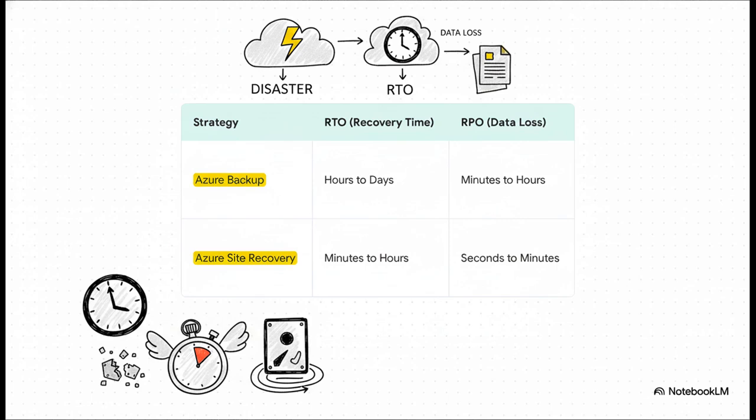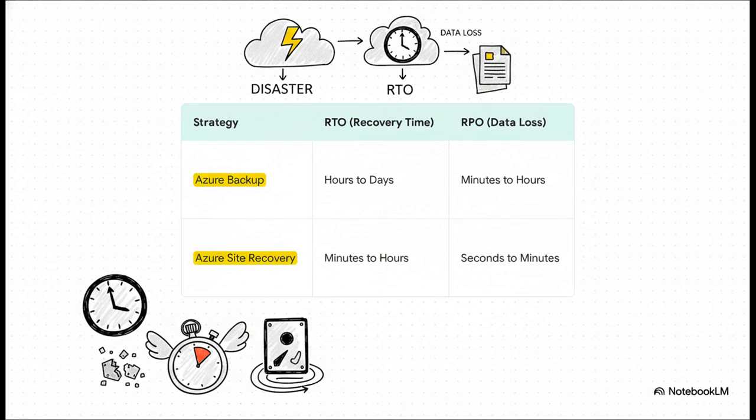Now let's nail down 2 of the most important acronyms in this whole business, RTO and RPO. Just think of it like this. RTO, Recovery Time Objective, is how long it takes to get the lights back on after a power outage. RPO, Recovery Point Objective, is how much work you lost right before the power went out.